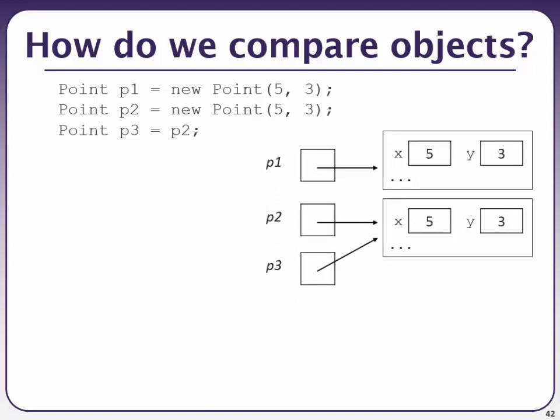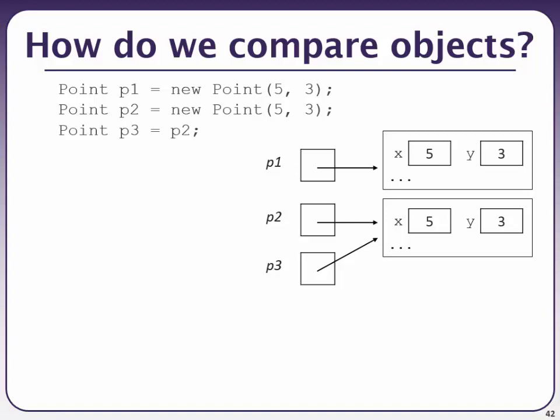So here's a little memory diagram. You can see that p1 contains a reference to a first object, p2 to a separate object. These just so happen to have the same coordinates, but they are different objects in memory. And p3 points to the same object as p2. So let's take a look at how we can compare those objects using the reference variables p1, p2, and p3.